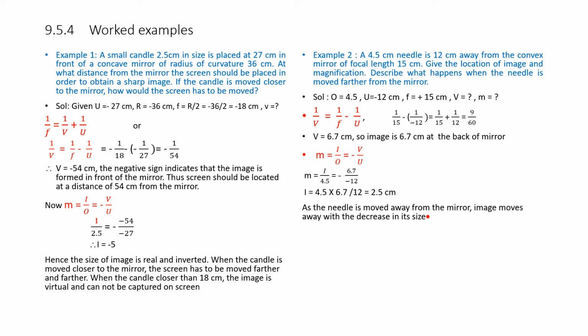So, with these two examples, we have just clarified the distances, the focal length, the object distance, the image distance, the height of the object and the height of the image, and the sign conventions. We will work out more examples after completion of this chapter.